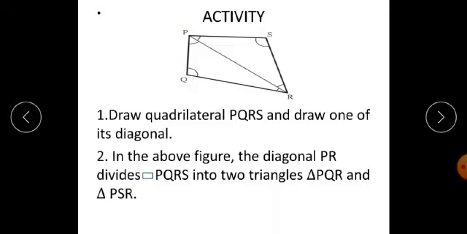Now, one activity. You are going to do this activity in your copy also. What we have to do? Draw quadrilateral PQRS and draw one of its diagonals. Students, I have drawn quadrilateral PQRS and I have drawn the diagonal PR. In the above figure, the diagonal PR divides quadrilateral PQRS into two triangles, triangle PQR and triangle PSR.